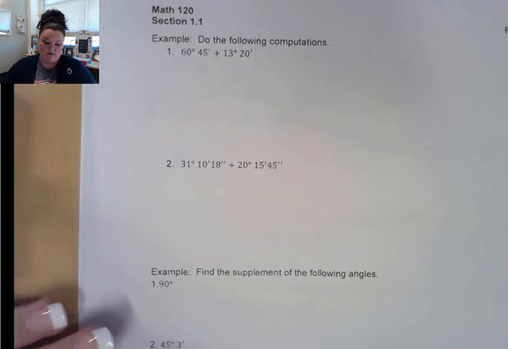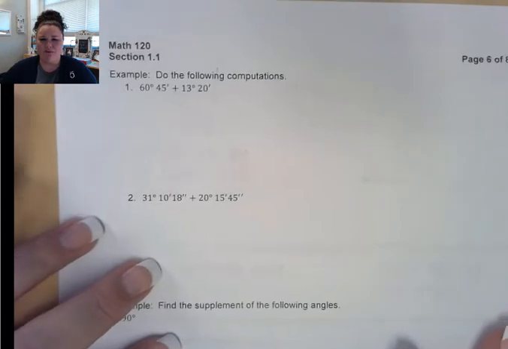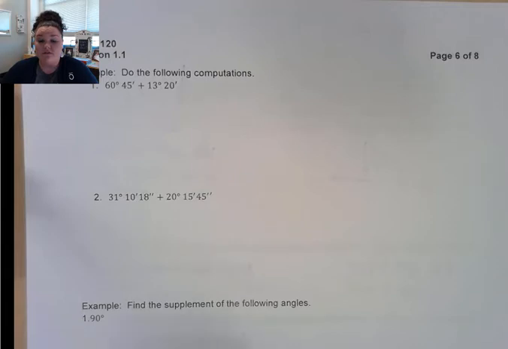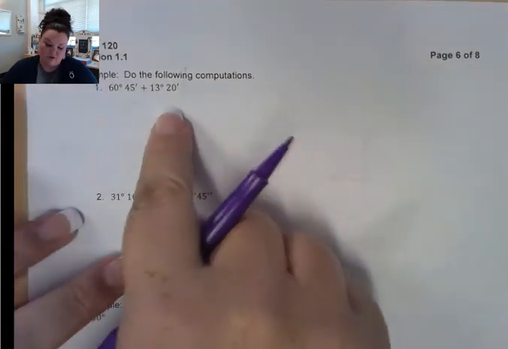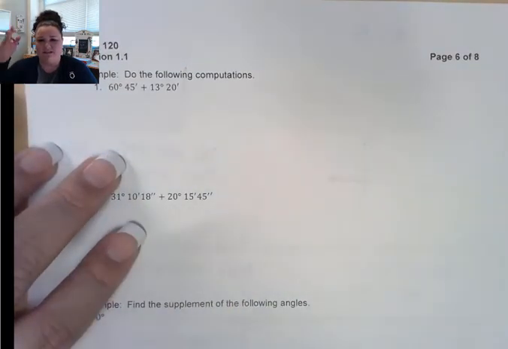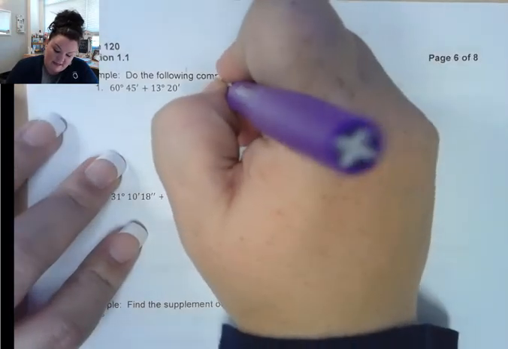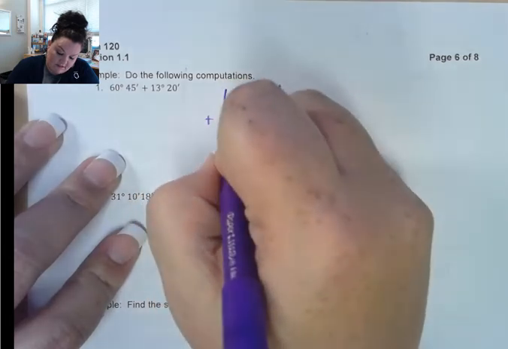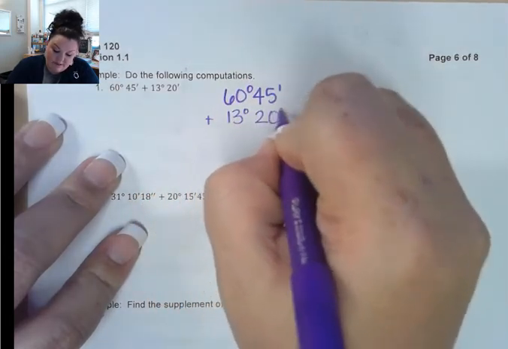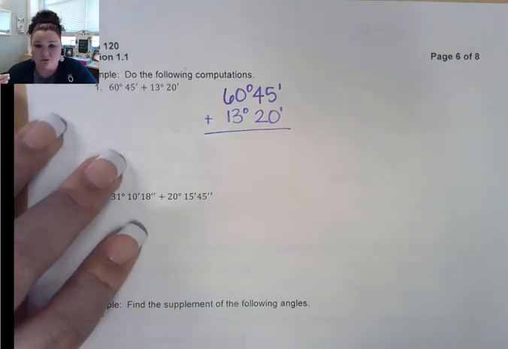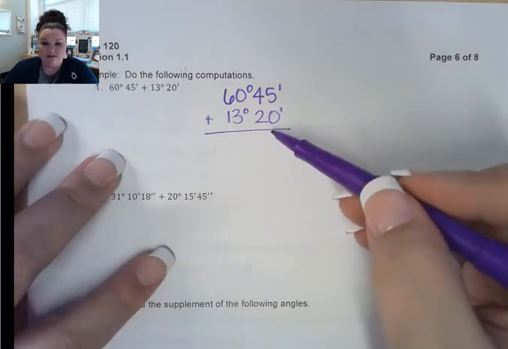So that's where we're headed. We're going to use baby steps to get there first. I want to make sure we realize these are just angle measures, so we can add and subtract them just like we normally would degrees. We're going to do the following computations just to get a little bit of practice. Anytime you add and subtract, it really helps to line it up. So I'm going to rewrite this as 60 degrees, 45 minutes, plus 13 degrees, 20 minutes. We line it up and add straight down. It's like adding common units. I'm going to add my minutes together first.